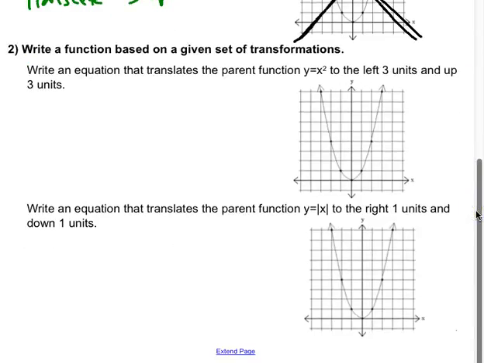And looking at this, so writing a function based on its transformations. So I want to write a transformation left 3 units. Well, left 3 units, remember, means it's inside the square. It's inside the function, right? So, and again, it acts oppositely what you'd think. And then you also want to move it 3 units up.